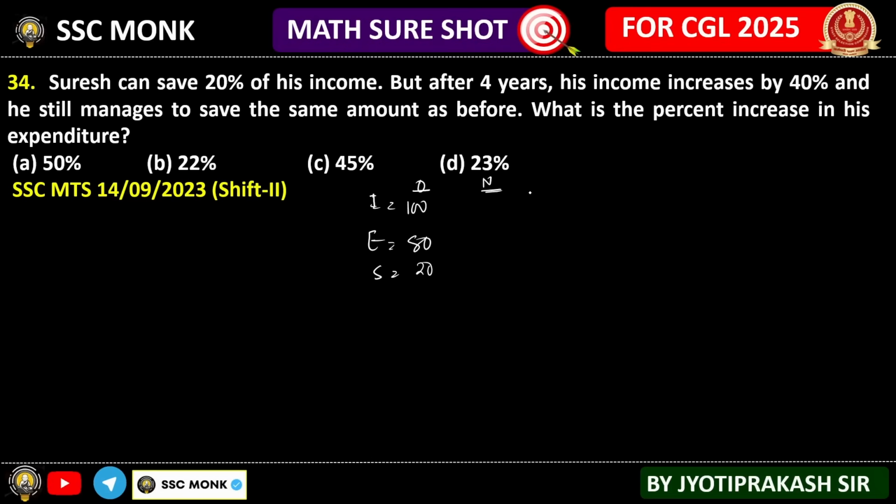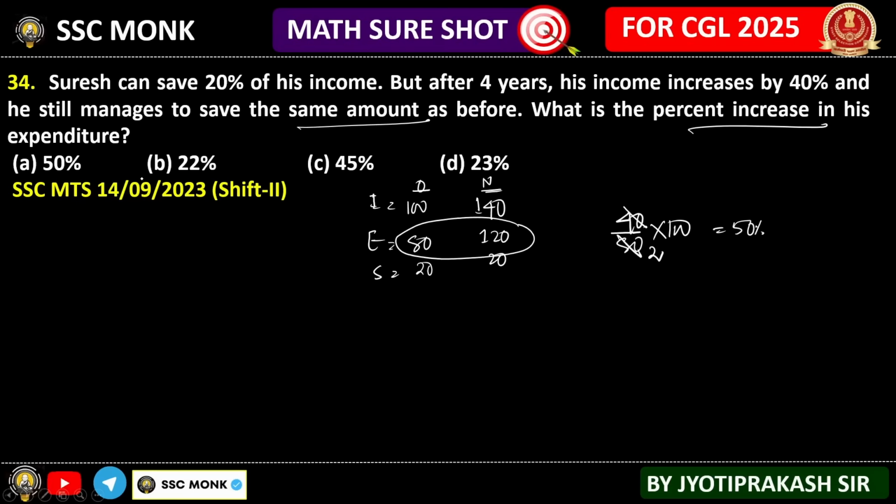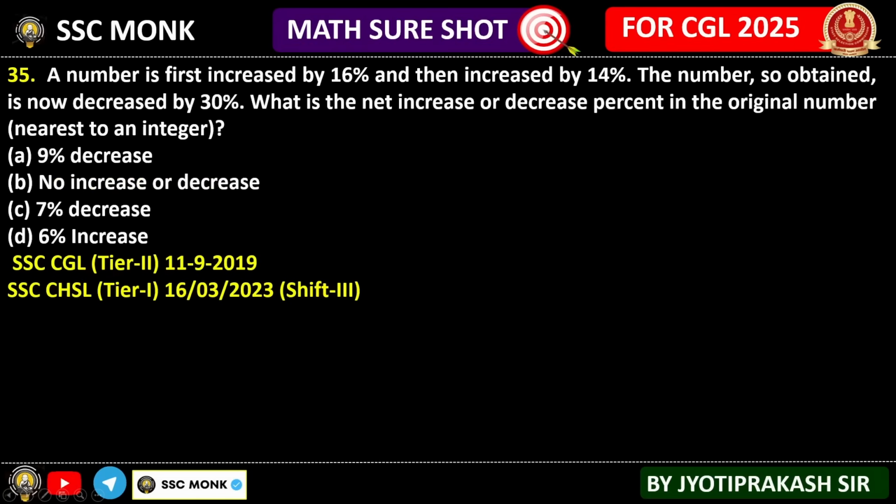Now his new income is increased by 40%, that means new income is now 140, but he is saving the same amount, that is 20 rupees. So his expenditure is 120. So what is the increment in expenditure? 40 upon 80 into 100, that is 50%. So how much percentage increase has happened in expenditure? 50%.